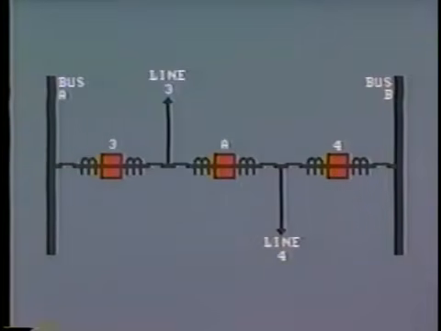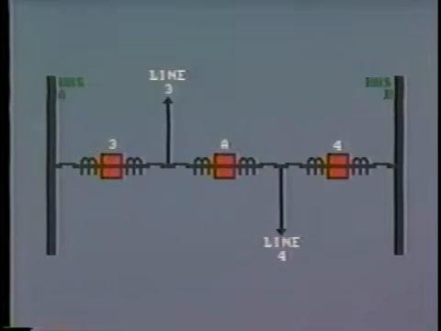A more economical version of this bus arrangement is the so-called breaker and a half. For simplicity, we show just 2 incoming circuits here. You can see that they share the middle breaker, hence the term breaker and a half. Normally, the shared breaker is closed, and both line 3 and line 4 are fed by the 2 buses operating in parallel.